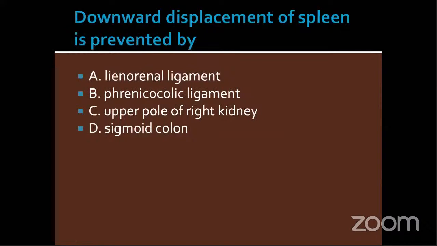Coming to one of the MCQs which was asked, downward displacement. Please remember, downward displacement of the spleen is prevented by, any guess? Any guess, doctors? Phrenicocolic. Yes, the phrenicocolic ligament. So this ligament helps in the prevention of downward displacement. Almost 60% of the support of the spleen is from this phrenicocolic ligament.